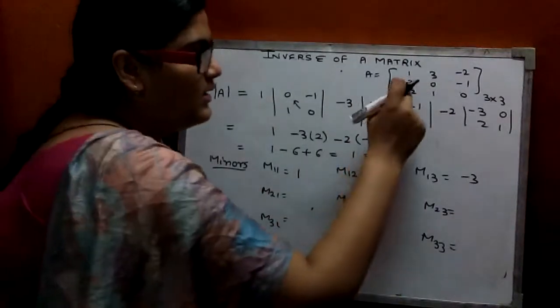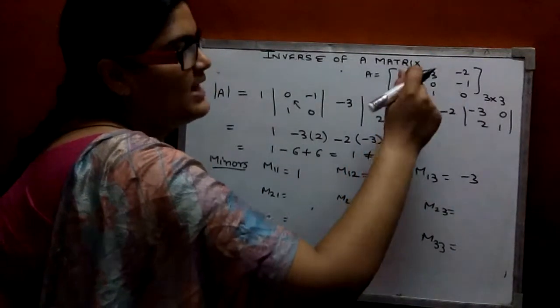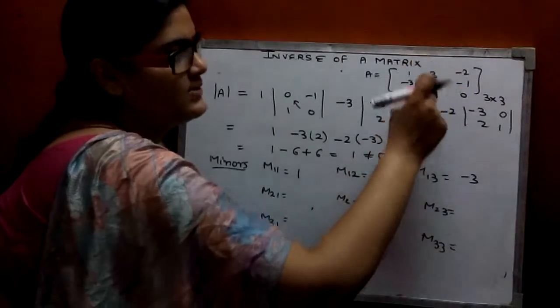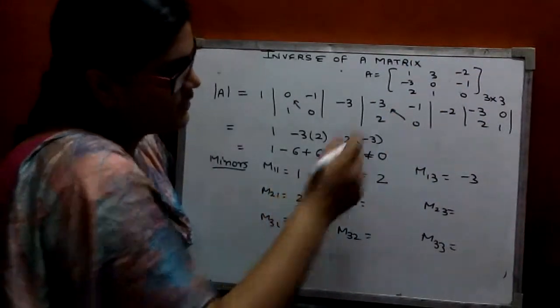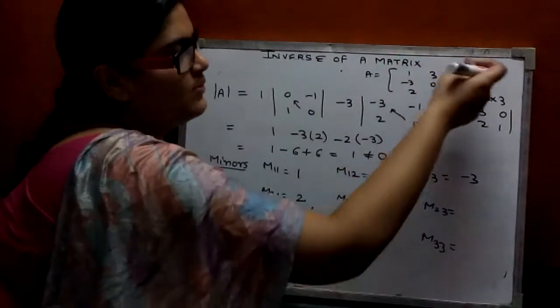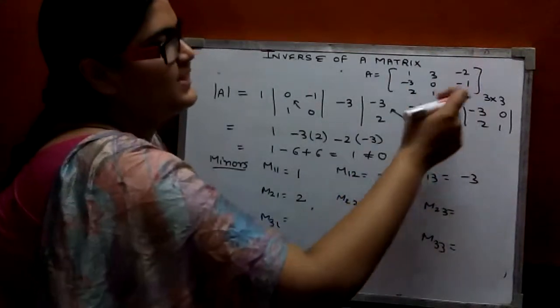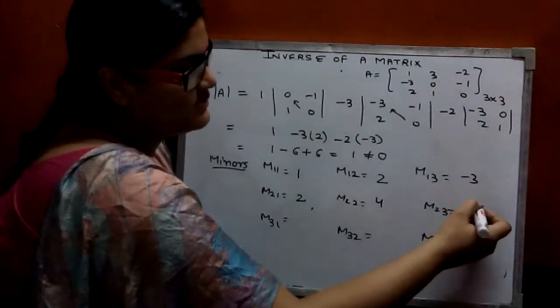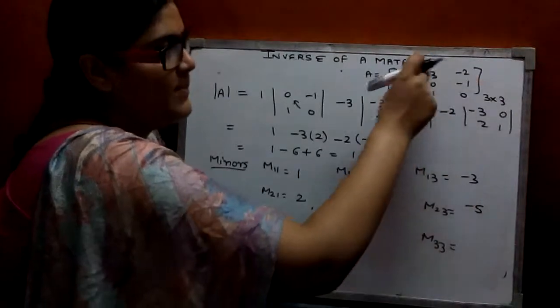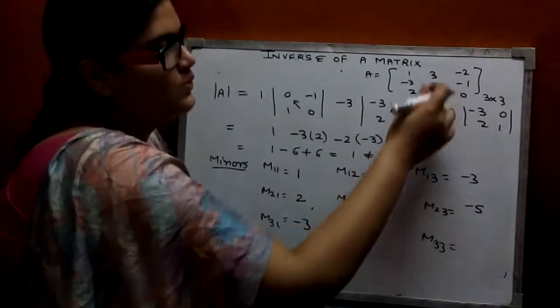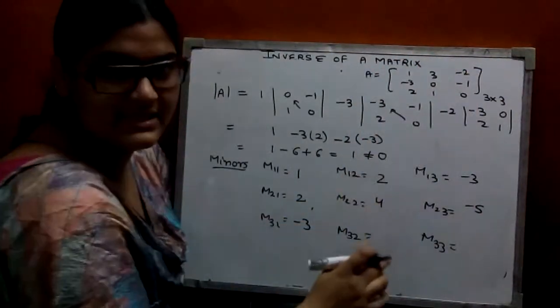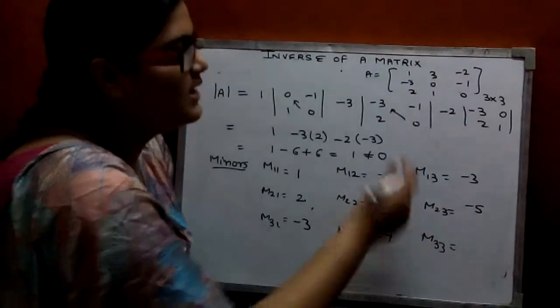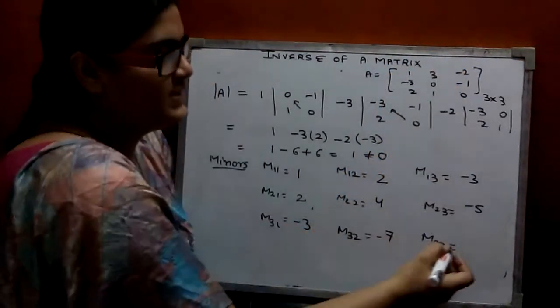For 2, 1, hide the element at 2 and 1. Then 0 plus 2, that is 2. 2, 2: 0 plus 4, that is 4. 2, 3: 1 minus 6, that is minus 5. 3, 1: minus 3. 3, 2: minus 1 minus 6, that is minus 7. 3, 3: 3 threes are 9.